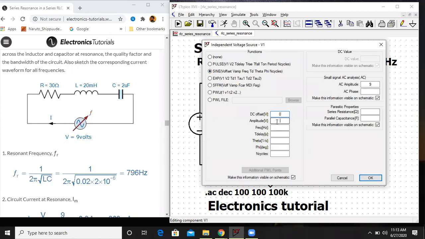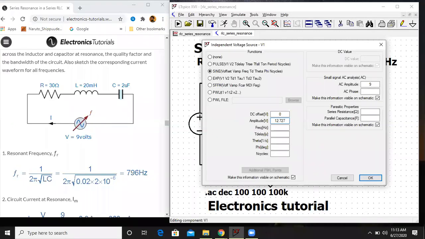The amplitude they are asking. See this 9 which you have written, that was the RMS value. And this amplitude, when you write over here, is the peak value. So you have to multiply this 9 by root 2. When you multiply this 9 by root 2, you get a number. You can cross check with the calculator. It is around 12.727.